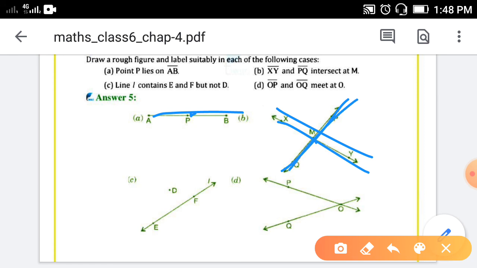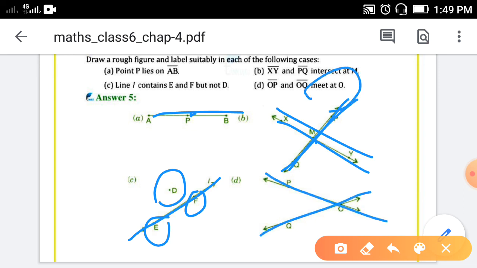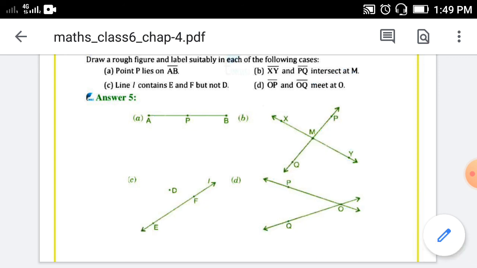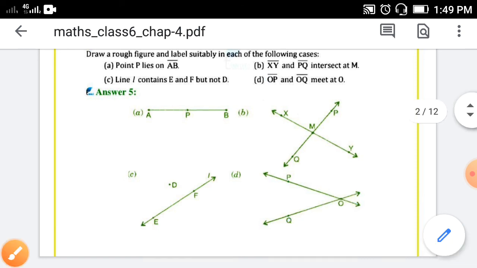C. Line contains E and F but not D. So draw a line that contains E and F but not D. Write this point outside of the line, not on the line. D. OP and OQ meet at O. So both lines are intersecting, and the meeting point is O. This O is common in both the lines. So here P, O and second one Q and O.